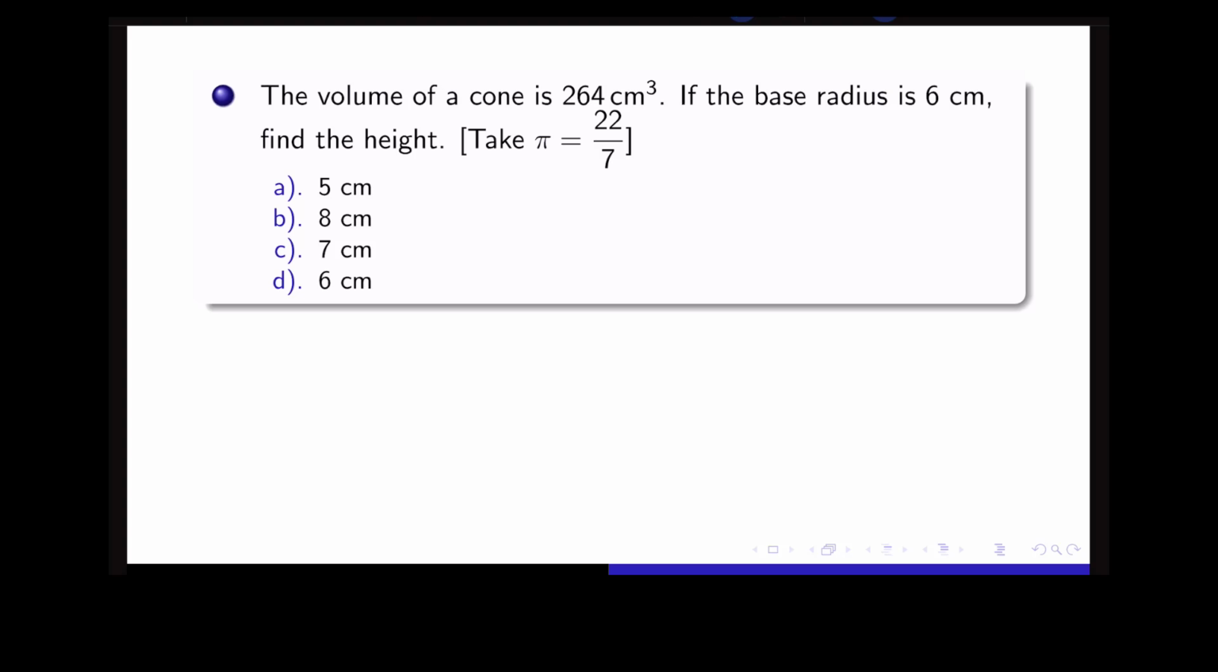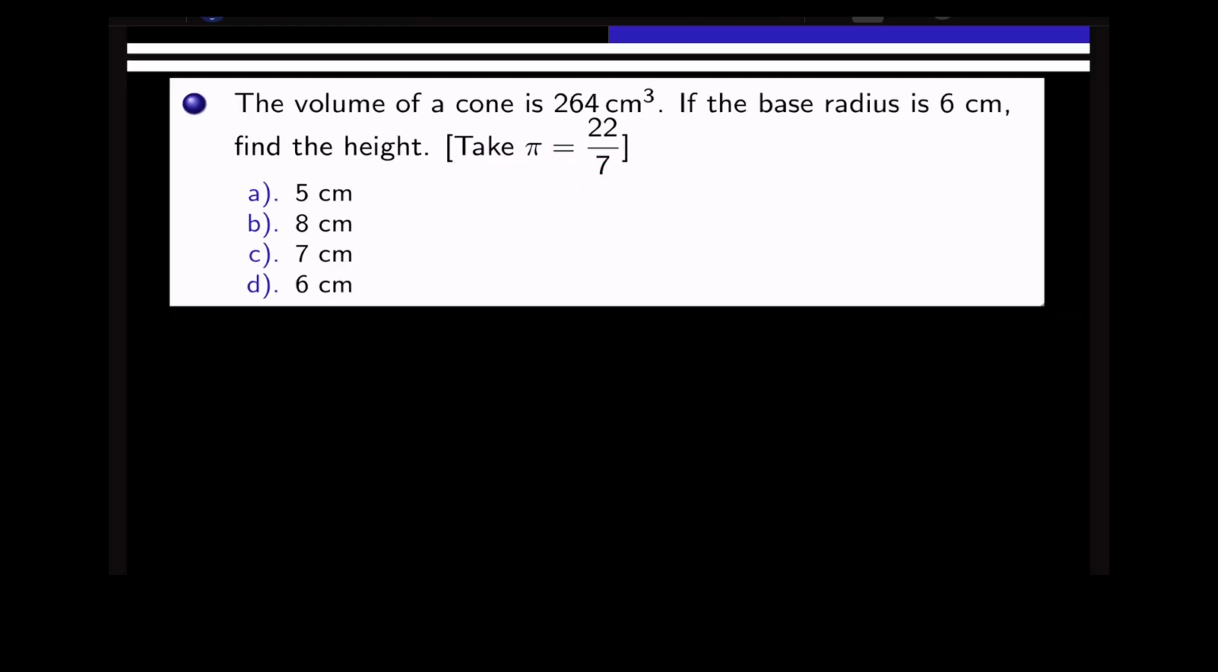With our next question, we have the volume of a cone is 264 centimeters cube. If the base radius is 6 centimeters, find the height. Take pi to be 22 on 7. From the question, we know that the volume is equal to 264 centimeters cube and the radius is 6 centimeters. So we're being asked to find the height. Now, how do we find the volume of a cone?